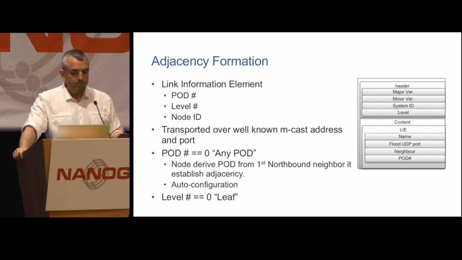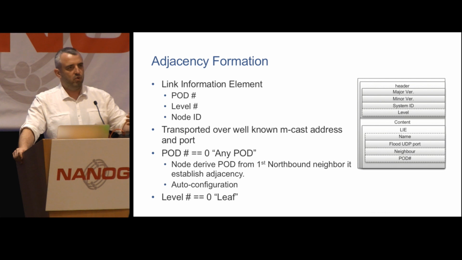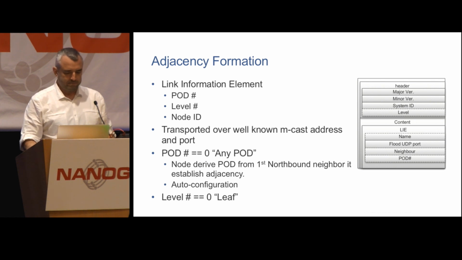However, pod 0 means that it's any pod. And the actual pod used during the further procedure is inherited from the first adjacency formed. So this way we do not have to specify the pod during the installation. We just install the box, and from the first northbound neighbor, the pod ID will be inherited.